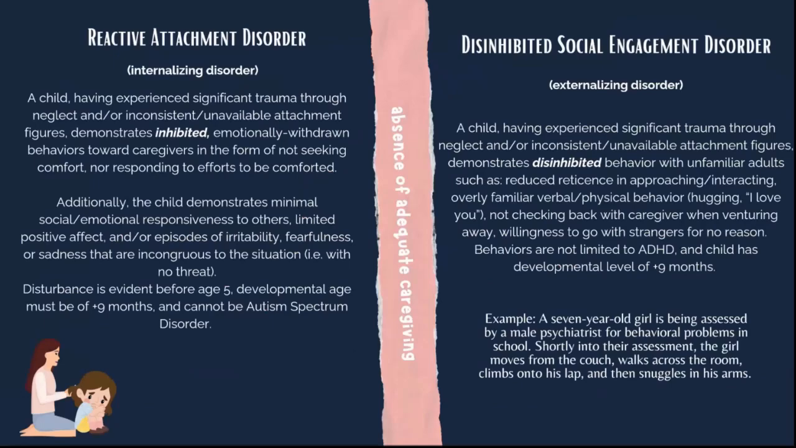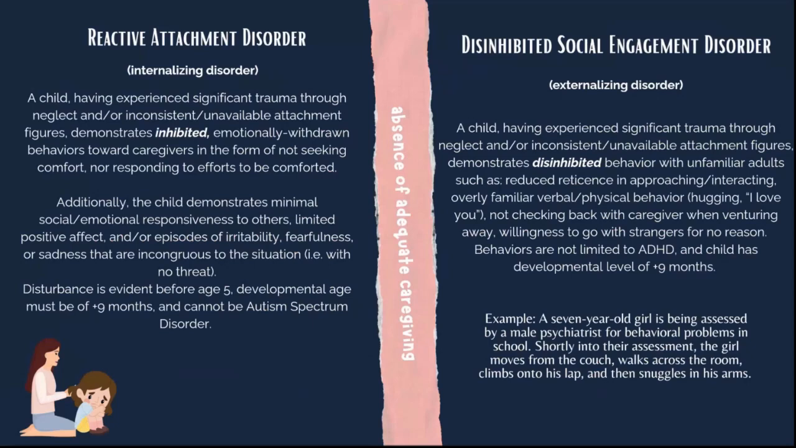Just know, for the sake of your learning, what I really want you to do in preparation for the final is just have a basic understanding of reactive attachment disorder and disinhibited social engagement disorder. What the DSM talks about is the connection between reactive attachment disorder and disinhibited social engagement disorder is that there is an absence of adequate caregiving that a child goes through.